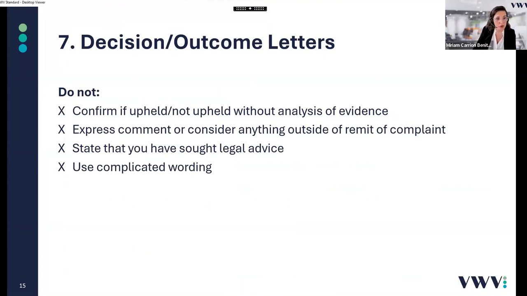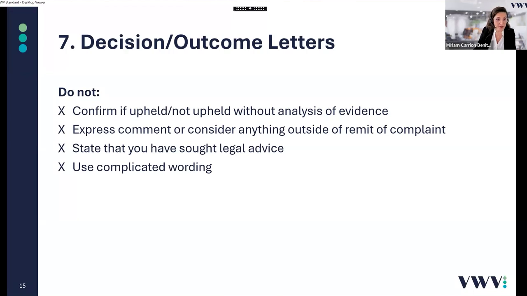What the decision letter should not do: it shouldn't simply say that you've upheld or not upheld a complaint without telling them why. You need to give reasons, and that's a fundamental principle of fairness. If you're making a decision on a complaint, the complainant needs to know why you have come to that decision. You shouldn't pass comment on or consider anything outside the remit of the complaint. Sometimes we find that decision makers stray outside the remit of the complaint, and that's why having those headings in bold, numbered, is very important, so that they don't start looking at other extraneous issues that have not been raised as part of the complaint, and that could open a can of worms for the school.